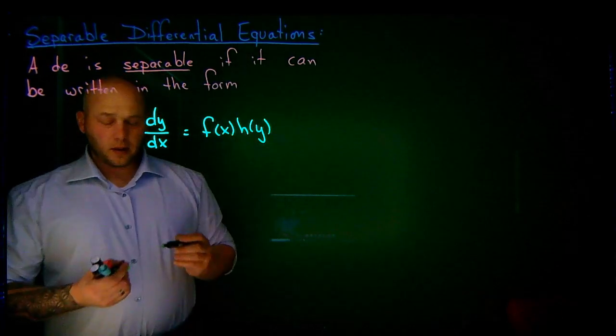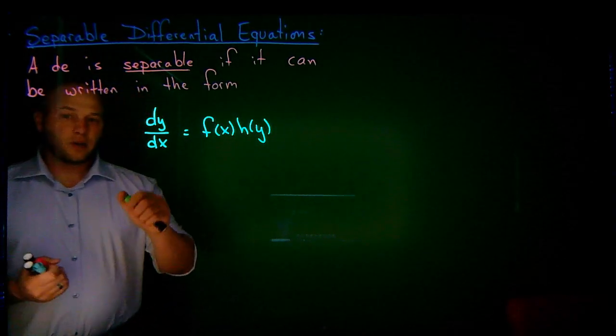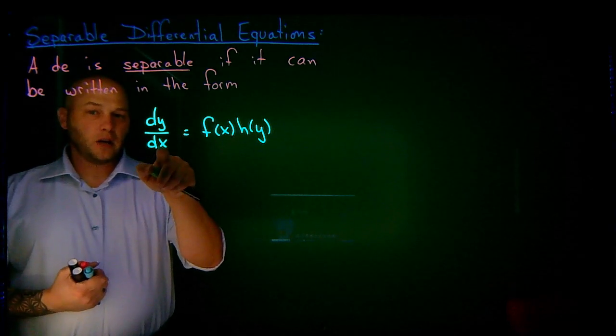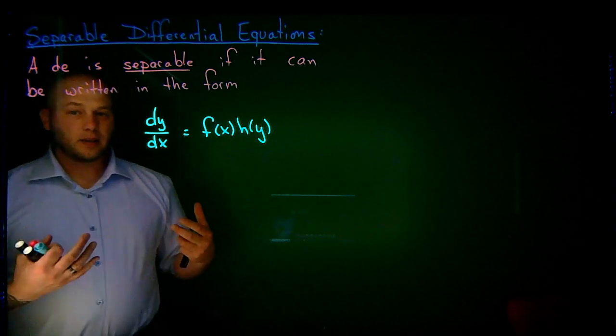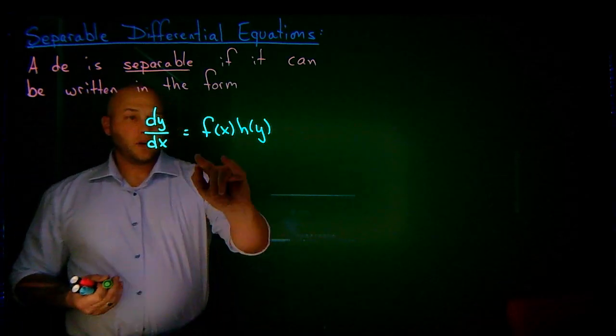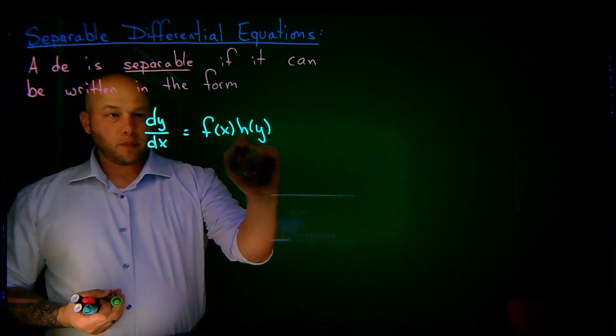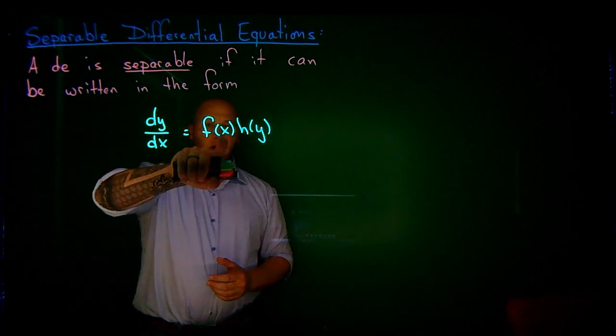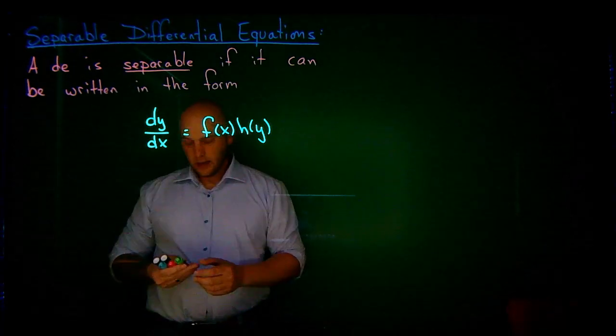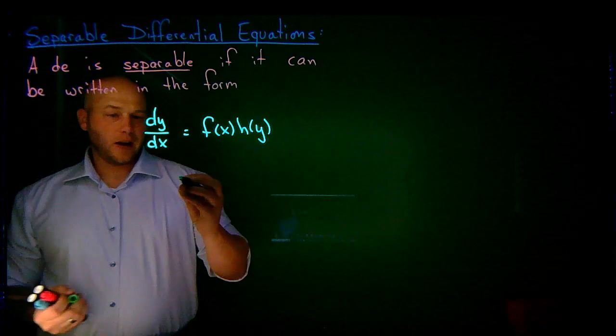That is, if it can be written in the form where I have the first derivative of the unknown function equal to an expression that I can write as a product of terms in x multiplied by terms in y. So I can actually factor this expression so that I've got terms in x, terms in y. Now, equivalently, I can write this as follows.